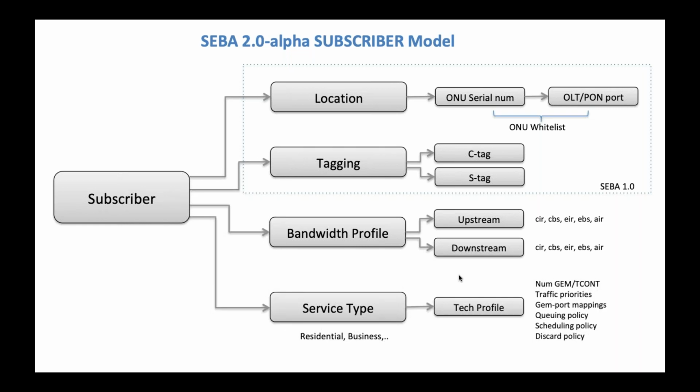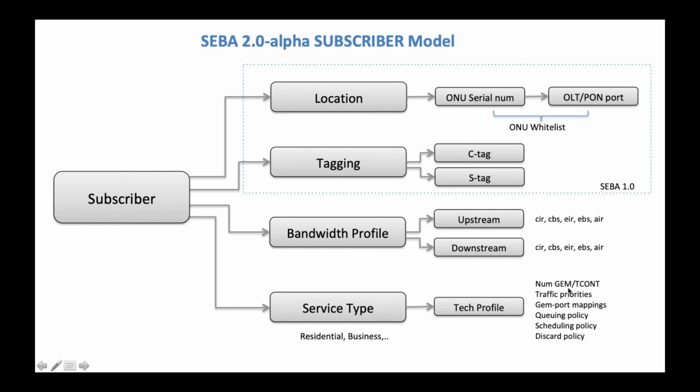And you also want to specify a particular service type for that subscriber. Is it a residential service? Is it a business service? Because the needs and how you configure the PON for the QoS parameters can differ depending on the type of service. So those differences in needs are specified in VOLTHA through the technology profile.